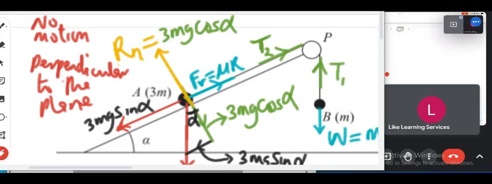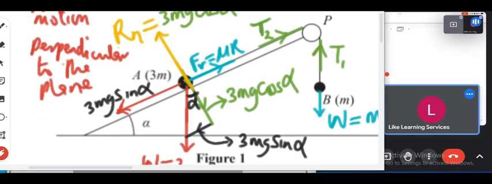Weight. No, weight is not in the direction of motion. In the direction of motion, 3 mg sine alpha, frictional force, tension. These are the only three forces in the direction of motion at A. Did you hear me? Yeah. I mean, parallel to the direction of motion, let me put it properly. The three forces are 3 mg sine alpha, frictional force, and tension. And 3 mg sine alpha is in the direction of motion, so it will be positive. Frictional force and tension will be negative.